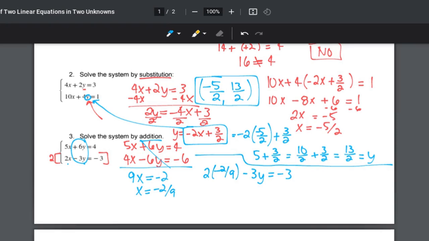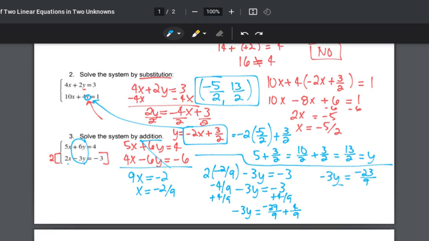And then that multiplies to give me negative 4/9 minus 3y equals negative 3. And if I add 4/9 to both sides, I get negative 3y equals, and I'm going to change this to say negative 27 over 9 plus 4 over 9. So that gives me negative 23 over 9.